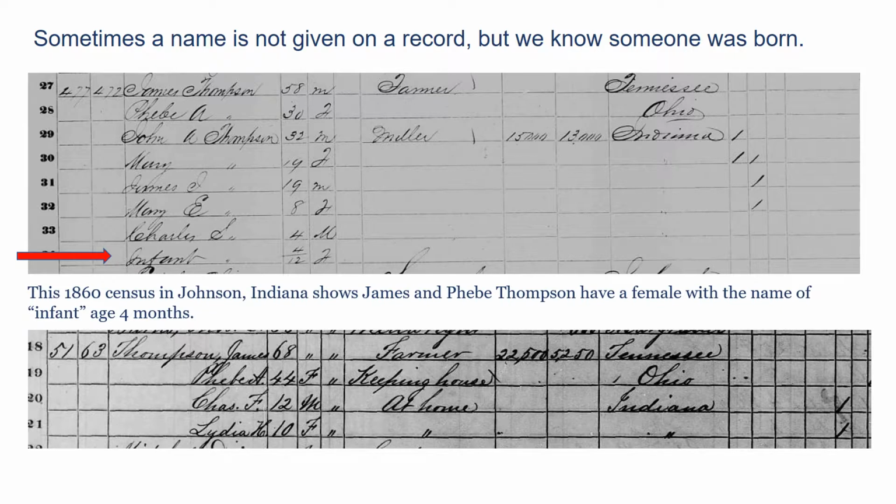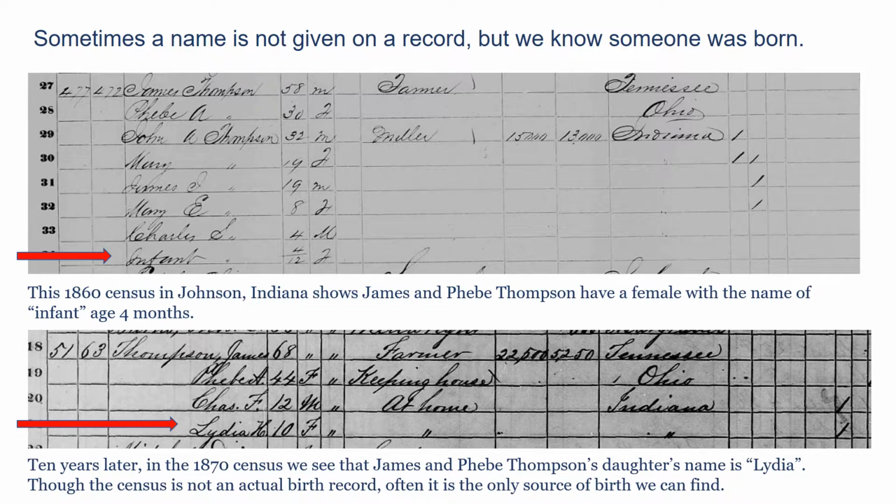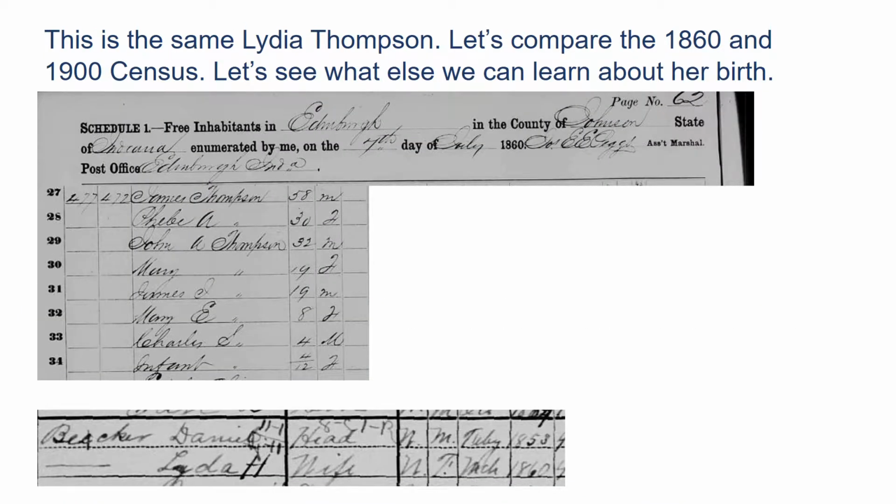This 1860 census in Johnson, Indiana shows James and Phoebe Thompson have a female with the name of Infant, age 4 months. 10 years later, in the 1870 census, we see that James and Phoebe Thompson's daughter's name is Lydia. Though the census is not an actual birth record, often it is a source of birth we can find. This is the same Lydia Thompson. Let's compare the 1860 and 1900 census. Let's see what else we can learn about her birth.